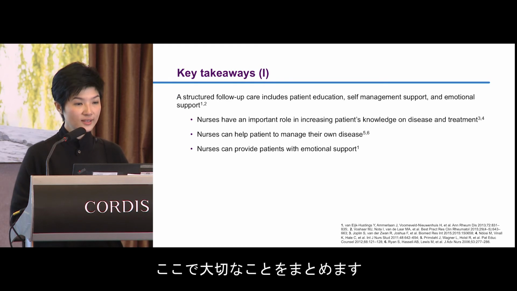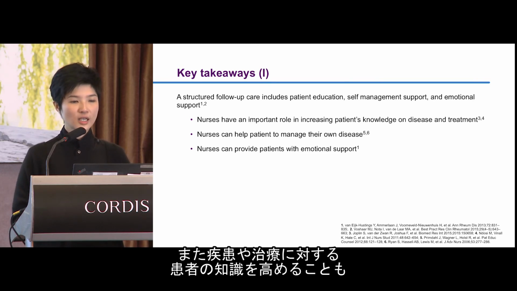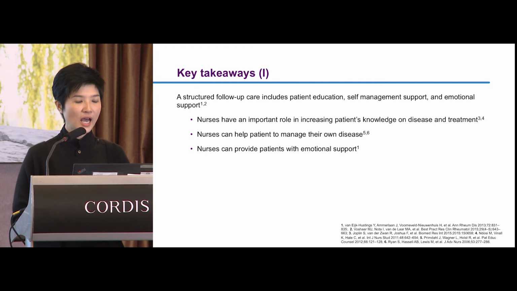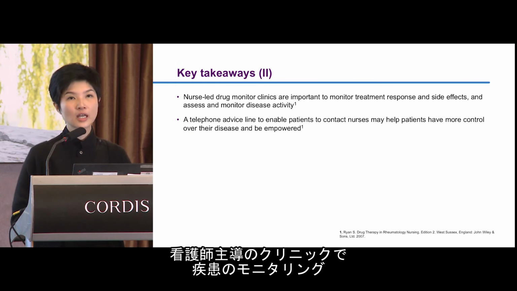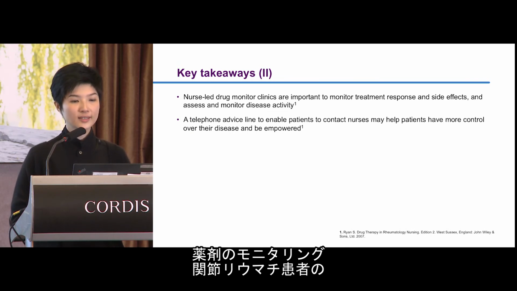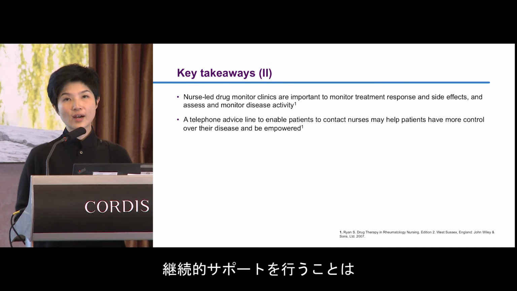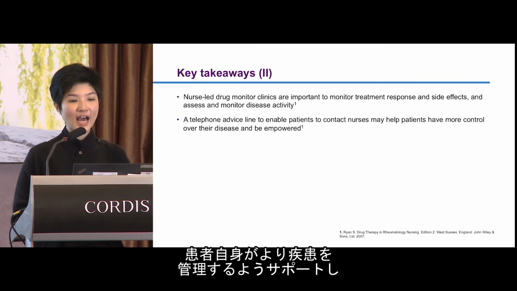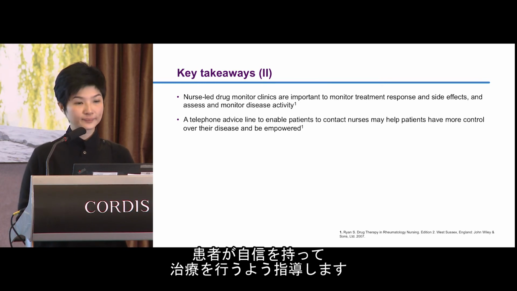Here are other key takeaways. Our structured follow-up care includes patient education, self-management support, and emotional support. We have a very important role in increasing patients' knowledge on disease and treatment, and we can help patients to manage their own disease and provide them with emotional support. Nurse clinics are very common for disease monitoring, drug monitoring, and continued management of patients with rheumatoid arthritis. And there are telephone advice and other continued support for our patients. We can enable patients to contact us, which may help the patient have more control, and we can empower the patient more during the patient journey.